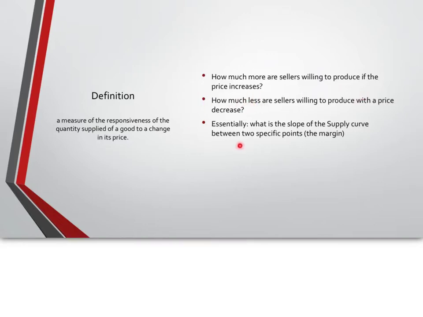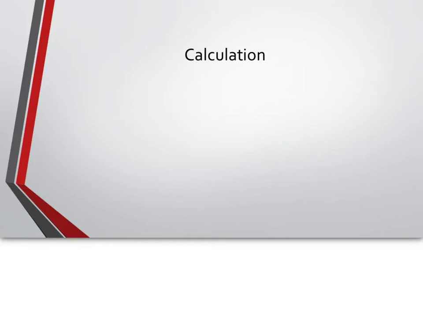And the basic question, again, is what's the slope of the curve between two specific points? So when there's a price change, which is represented on a supply curve, what's the slope of that curve? How much reaction will there be with quantity supplied in response to that price change? Again, pretty simple. So the calculation itself is also very similar and very simple.